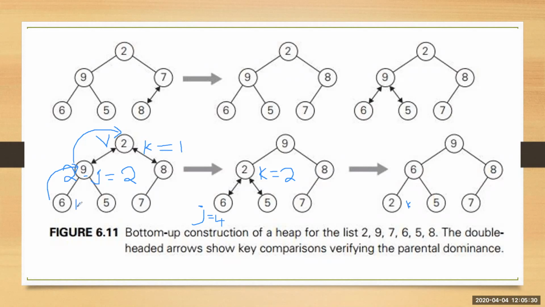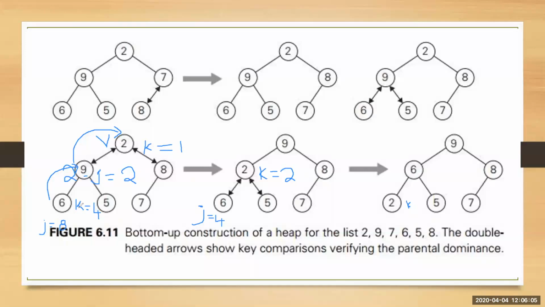Look at the leftmost diagram. What is the value of k? K is 4. Now calculate what is j. J is 2 into k. So 2 into 4 becomes 8. Now check whether this value of 8 is lesser than n. If it is lesser than n, then it has a child. If it is not lesser than n, then this particular node number 6 doesn't have any child. If it doesn't have any child, then no need to go further.